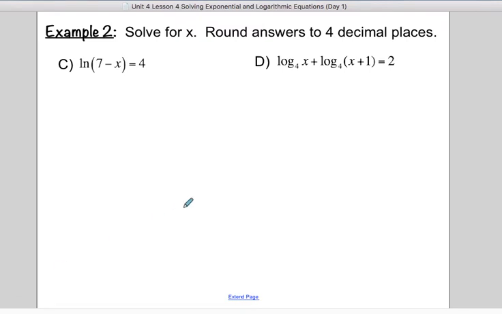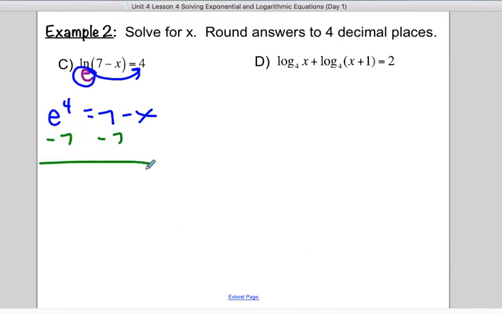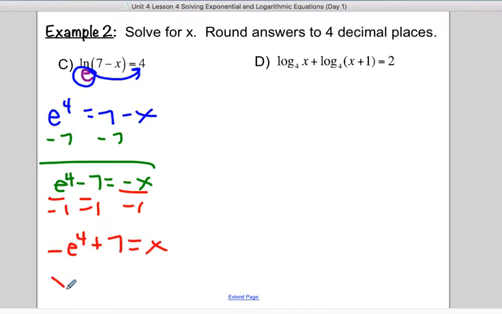C. Okay. We see C and we have 1 log, which is great, and it's really base e. So we're going to put it into exponential. It's e to the 4th equals 7 minus x. I am trying to get x by itself, so I'm going to minus 7. e to the 4th minus 7 equals negative x. And always, please don't type in your answer until you're all the way done. Then we divide everybody by negative 1. So we have negative e to the 4 plus 7 equals x. Now we're going to type it in and we're going to get our answer.